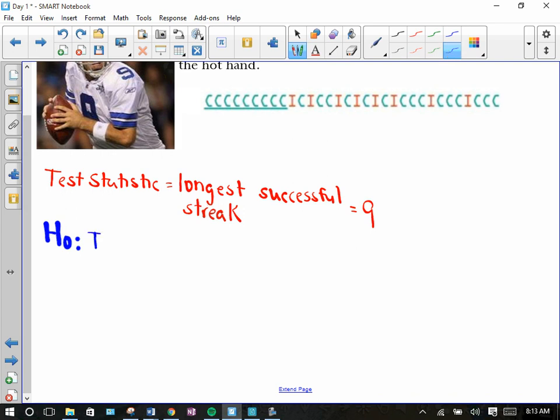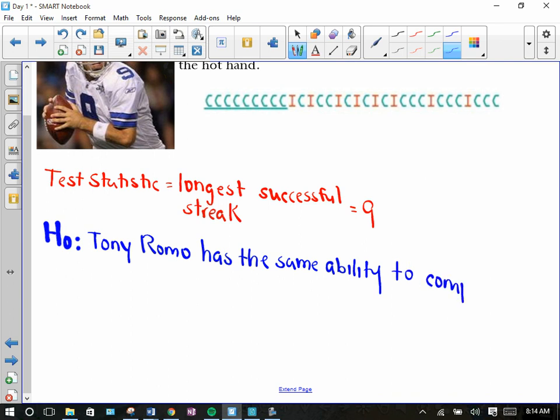Our null hypothesis: Tony Romo has the same ability to complete passes after a completed pass or after an incomplete pass.